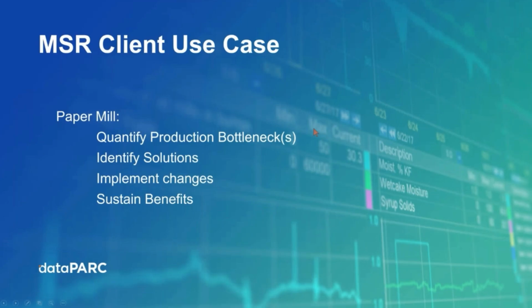So let's look at an MSR client use case. The easiest way is, let's just show you a typical case. This is a paper mill, and the same question, they want to quantify what are the production bottlenecks in their system. That is, identify the bottleneck, identify a solution, implement the changes, and then sustain the benefits. So it's not just let's go out and find out what's wrong. We've got to find out what the limits are, and we've got to come up with a solution for how to solve that to get more production.